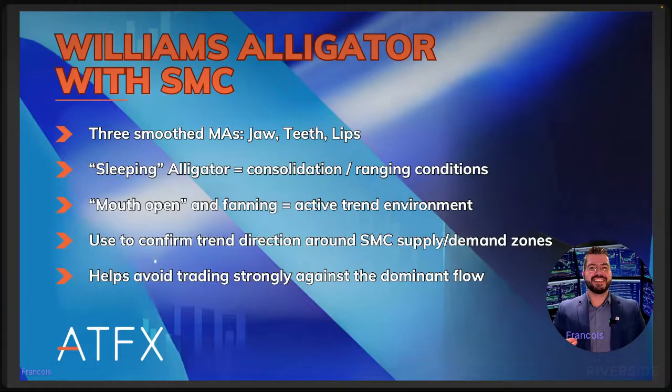So kicking things off, the Williams Alligator is a trend following indicator built from 3 smooth moving averages. Together they form the jaw, the teeth, and the lips. And I know that sounds funny, but yeah, we're going to deal with that. Okay. So the visual idea is simple. When the alligator is sleeping, the lines are tangled and flat. The market is then often in consolidation. What does that look like?